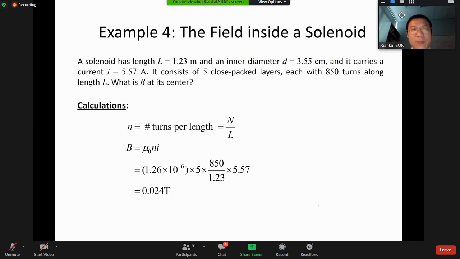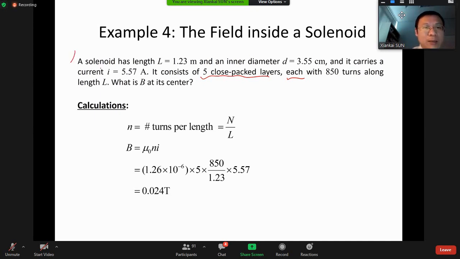No more questions, then we can move on to example number 4, which is a quick practice of what we learned in the last topic. A solenoid has a length of 1.23 meters and an inner diameter of 3.55 centimeters, carries a current of 5.57 amps. It consists of 5 close-packed layers, each with 850 turns of length L. What is B at the center?